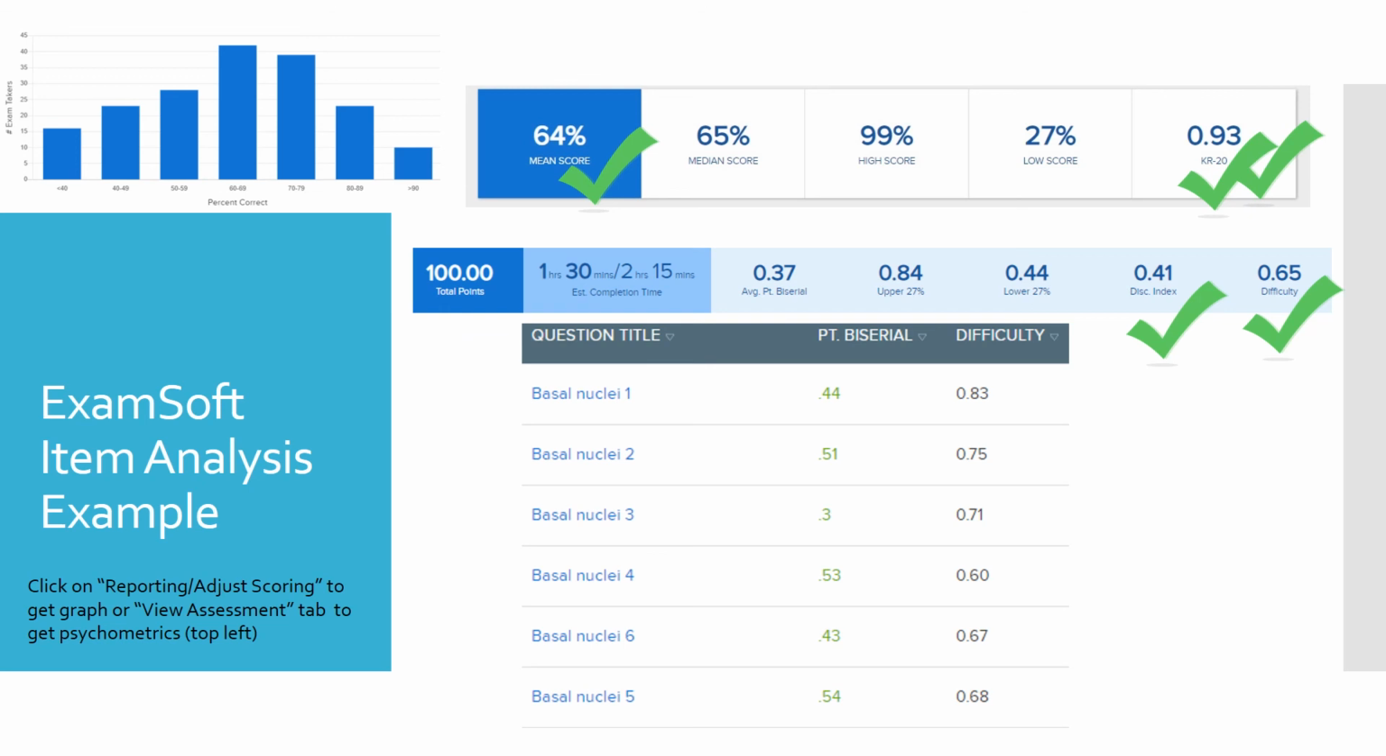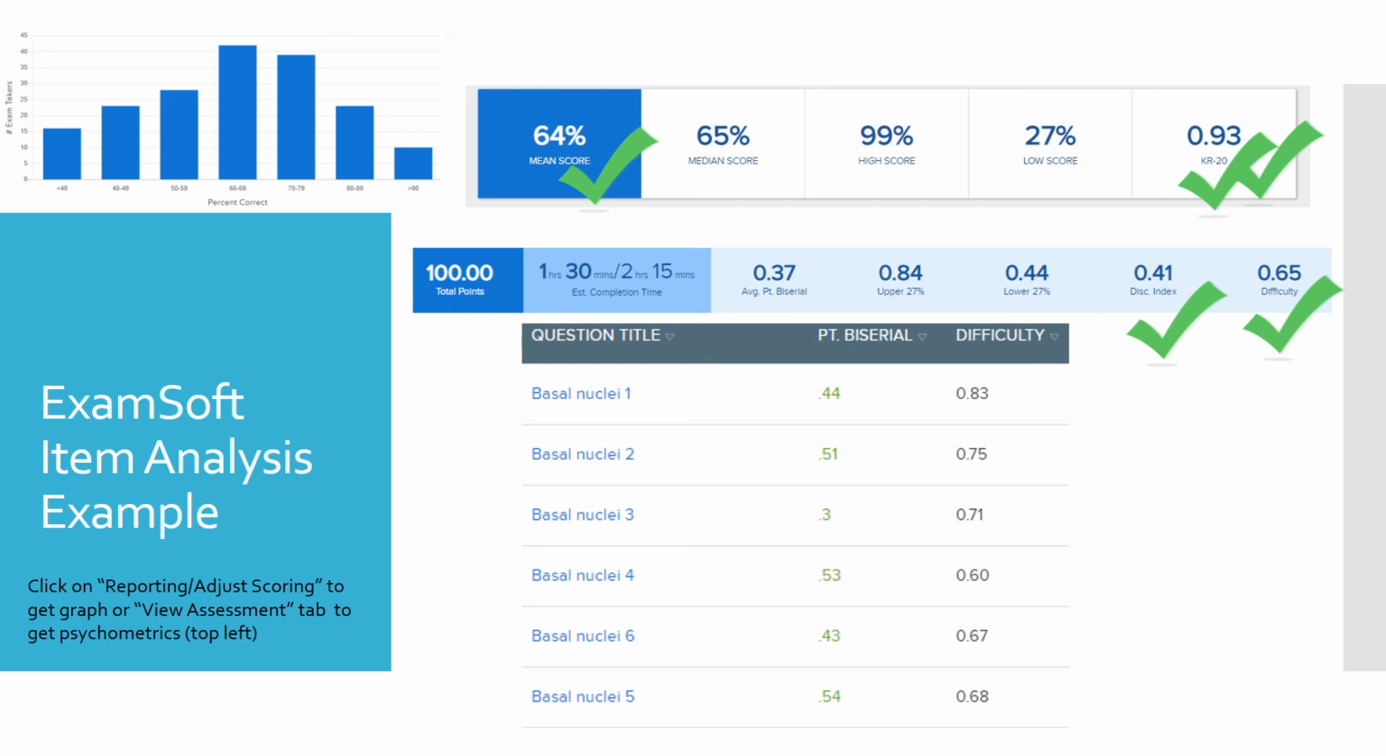So what we get out of ExamSoft looks like this, and to get that you're going to click on the reporting or adjusting scoring to get the graph, which is automatically made for you. In the previous example, I actually had to make the graph. You don't get that in Blackboard. And if you want to get the psychometrics with your point biserials and your difficulty index, you're going to have to click on the View Assessment tab, which is on the top left.